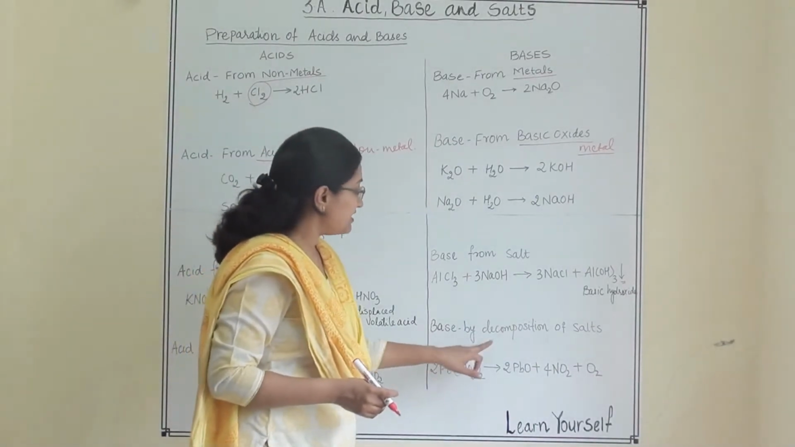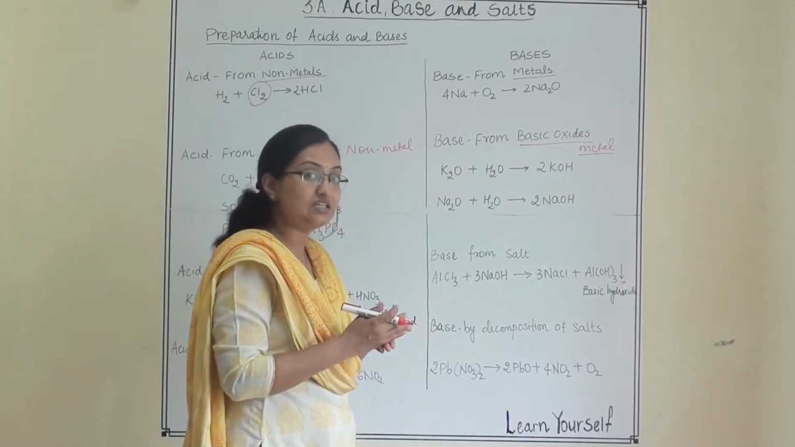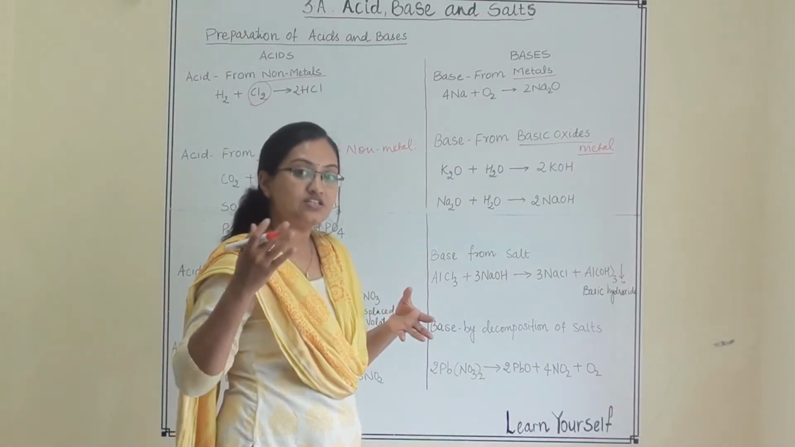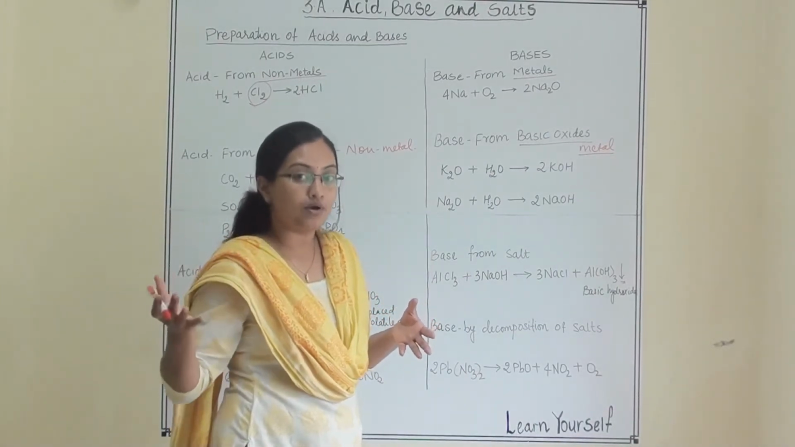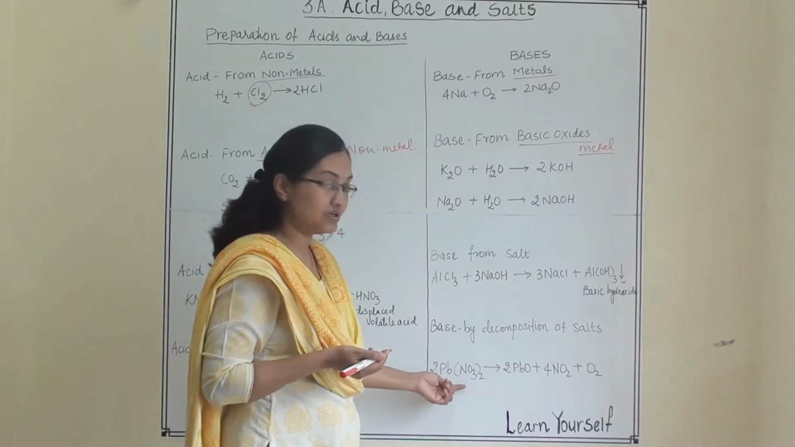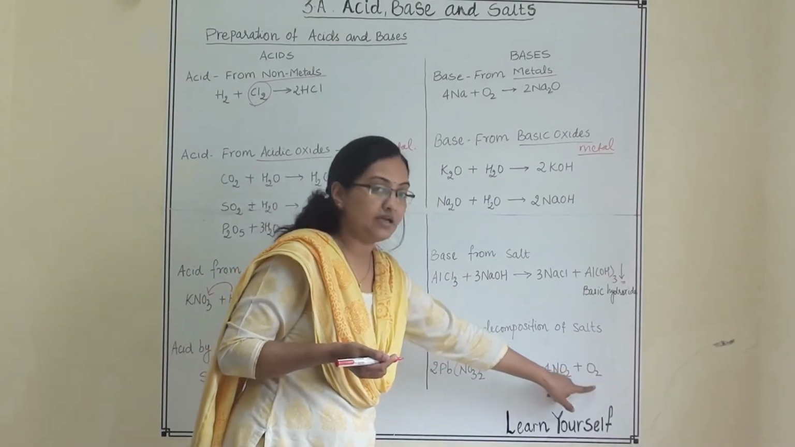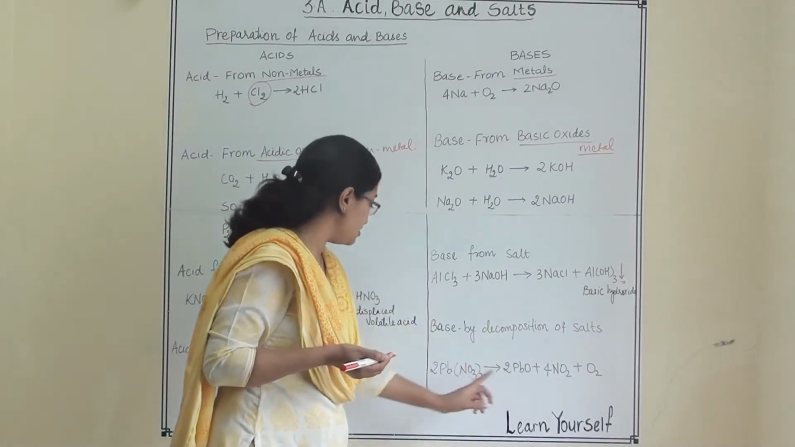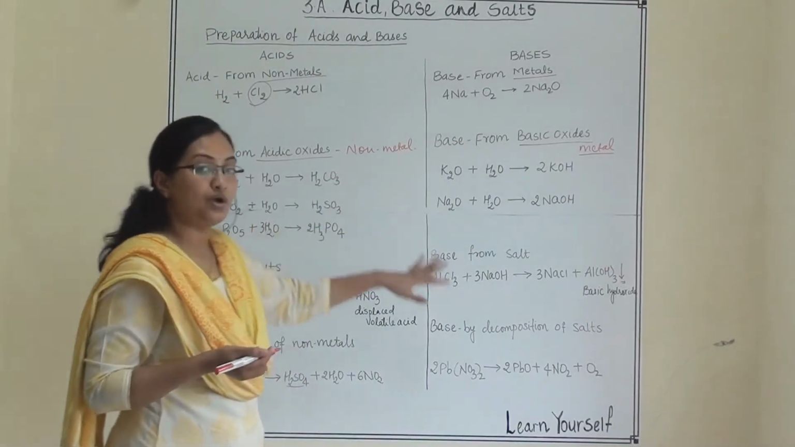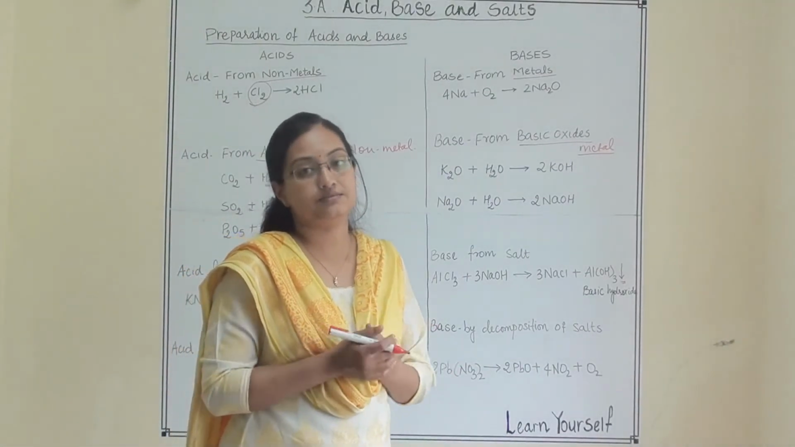Now base by decomposition of salt. One salt you are breaking into pieces. That is a decomposition reaction. When you take one reactant and for the product you are getting two or three different compounds, then it is a decomposition reaction. So we take lead nitrate and heat it, then we will get lead oxide, nitrogen dioxide and oxygen. So this is by decomposition of salt and this is oxidation of non-metals. These are the different methods by which we get acid and base.